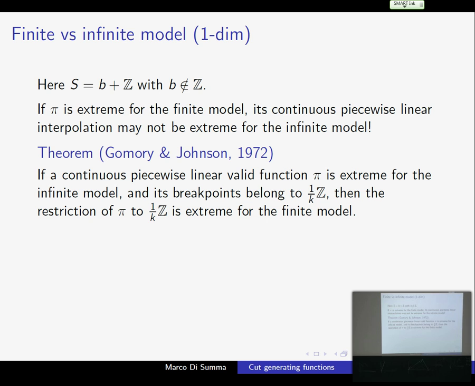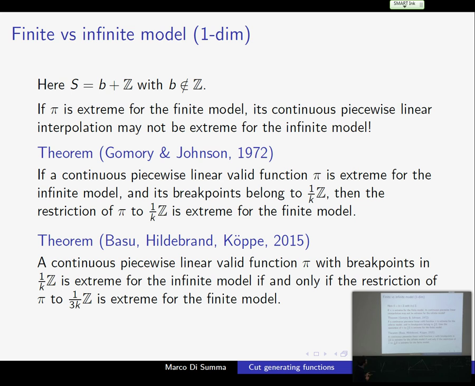There is also a very, very recent result, which says that again, if you know that your function is continuous and piecewise linear, but you have to know in advance that it is also valid, then extremality for the infinite model is equivalent to being extreme for some finite model. But this finite model is not the one which contains the breakpoints. I mean, it's not the smaller grid that contains the breakpoints, but you have to refine the grid three times.